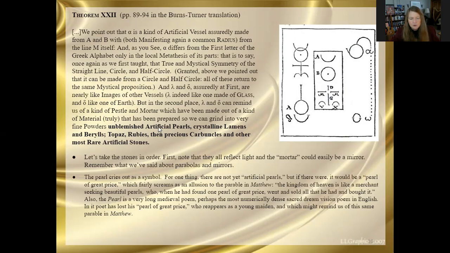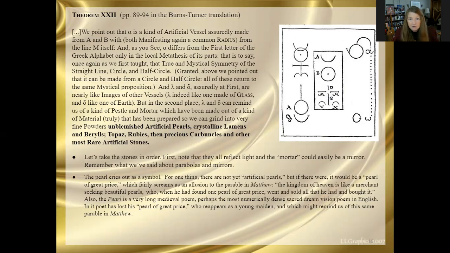But if we go through here in order, the very first one, an artificial pearl, it just cries out as a symbol. First of all, there aren't artificial pearls in the West Indies time. But if there were, they'd be really expensive. It would indeed be a pearl of great price, which of course is going to direct us to that parable of the pearl of great price in the book of Matthew.